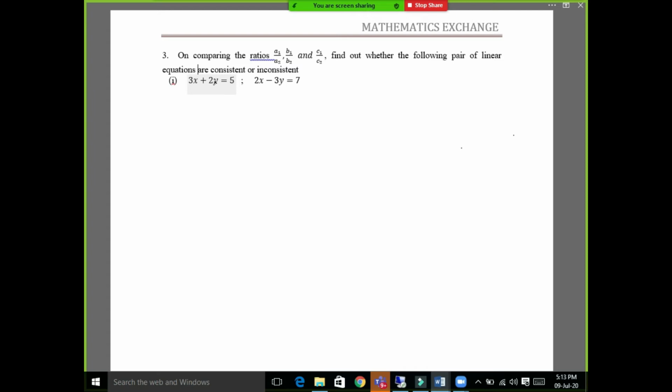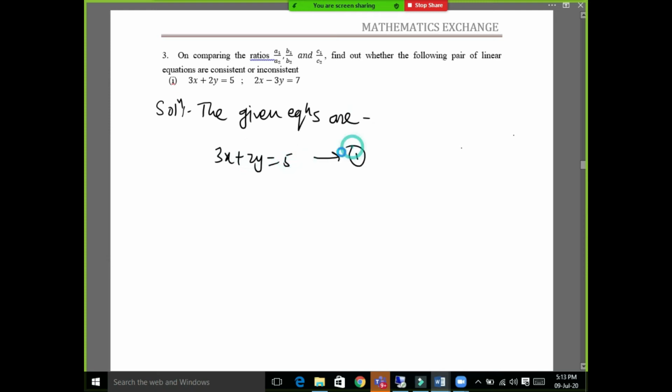So these three conditions are there, and from these three conditions we have to tell whether the equations are consistent or inconsistent. So student, let us start with the first problem. The given equations are 3x plus 2y is equal to 5, this is the first equation, and 2x minus 3y is equal to 7, this is the second equation.